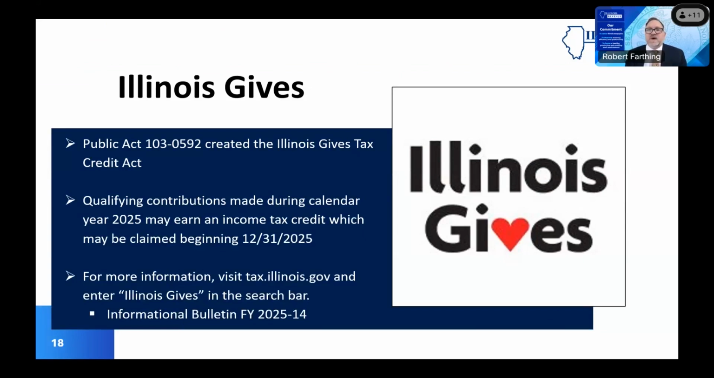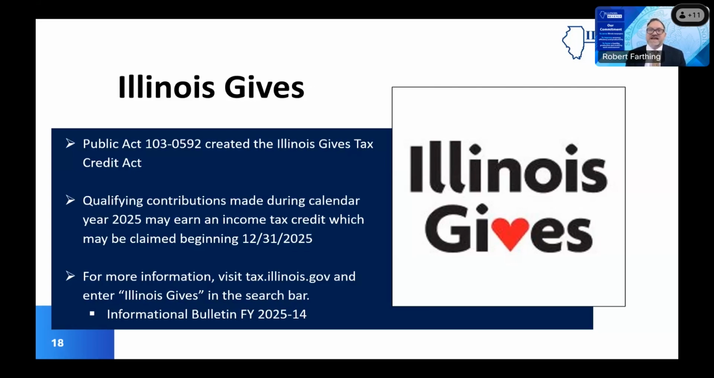While technically not available to claim as an income tax credit on tax year 2024 forms, the taxpayer may want to make plans for earning this credit throughout 2025. Here are a few highlights. Public Act 103-0592 created the Illinois Gives Tax Credit Act. The Illinois Gives Tax Credit Act allows income tax credits for taxpayers who make authorized contributions to permanent endowment funds, which are held by qualified community foundations.